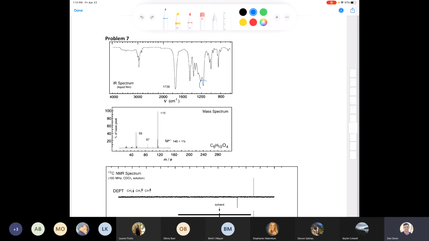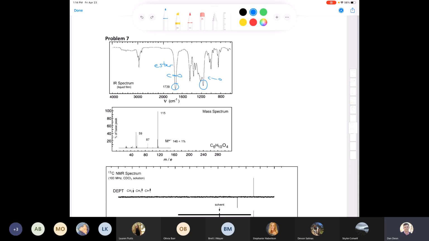And we also have a really strong carbon-oxygen absorbance down here below 1200. It's around maybe 1175. So right away I'm thinking carbonyl and probably a carbon-oxygen single bond. I'm thinking this is probably an ester. Look, we don't have a carboxylic acid. We don't have an alcohol. We don't have an amine. We don't have an aromatic. We don't have an aldehyde. So that leaves us with an ester, it looks like to me.